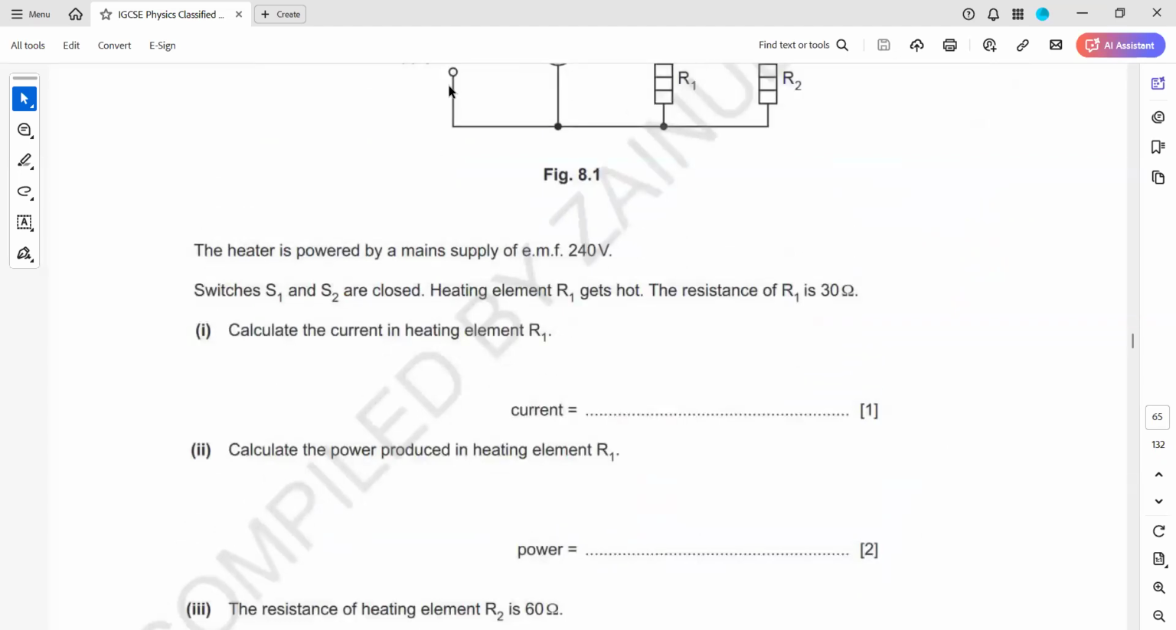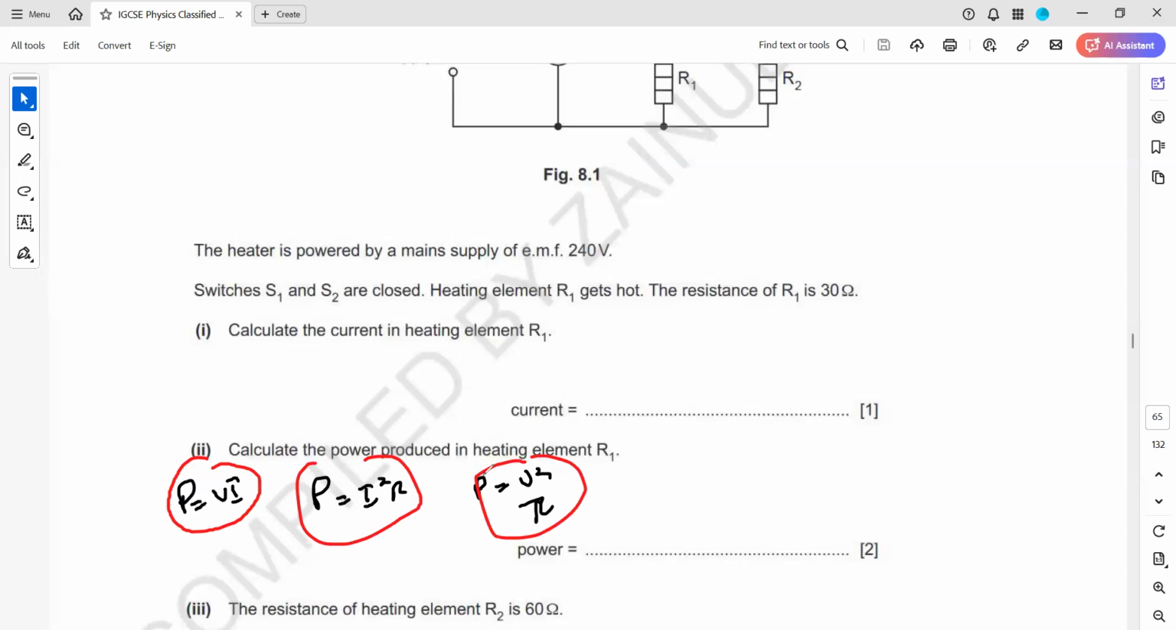How to find the power? The power has 3 different formulas: P equals VI, P equals I square R, and P equals V square over R. Because we have all the parameters, voltage, current, and resistance, we can use any of them. We can use the first one, the second one, or the third one. All will give the same result. You have to memorize all these formulas.